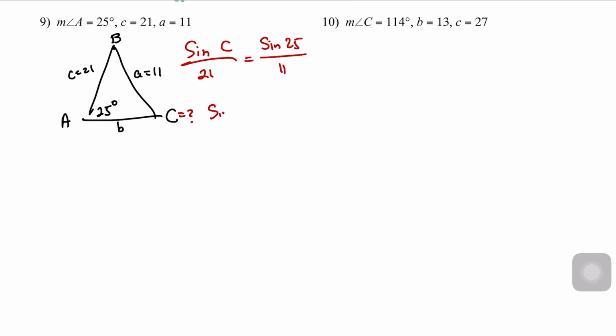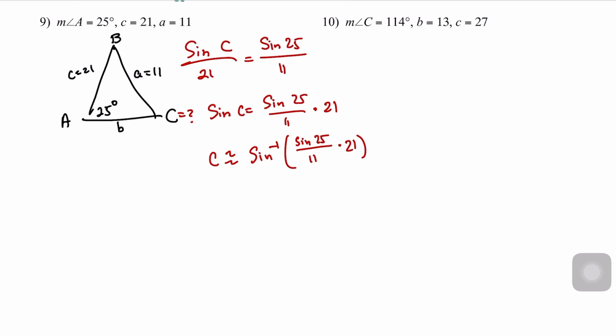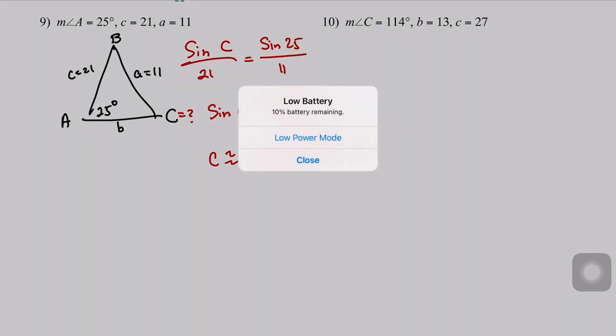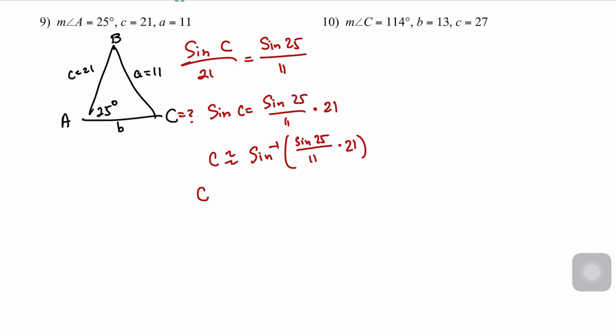Now just to do some simple math here, that is going to be times 21. Now in order to actually solve for angle C, we're going to need to apply the inverse function. You could already have computed this and entered a decimal, but we're going to save some time and not do that. So the answer here is going to be that angle C is approximately 53.8.